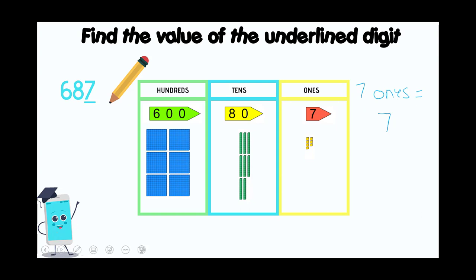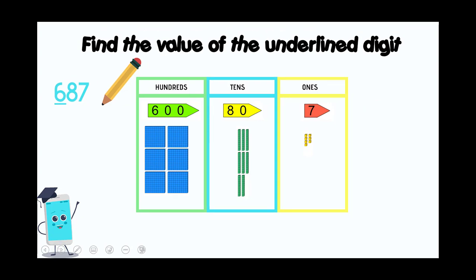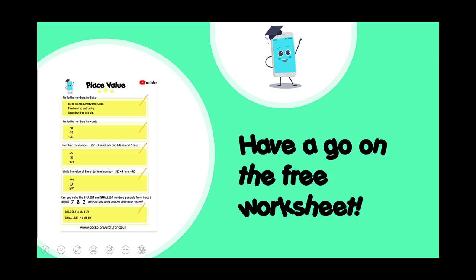And finally, the 6 is underlined. So I'm just going to write in my 687 again. 6 is in the hundreds column. So I have 6 hundreds, which is equal to, what do we call 600? So you use your arrow card to help you. We simply call it 600. The value of the digit 6 in this number is 600. So have a go on your worksheet now.